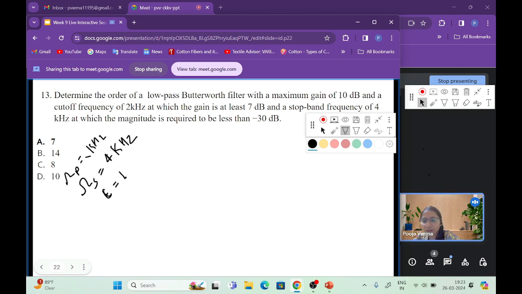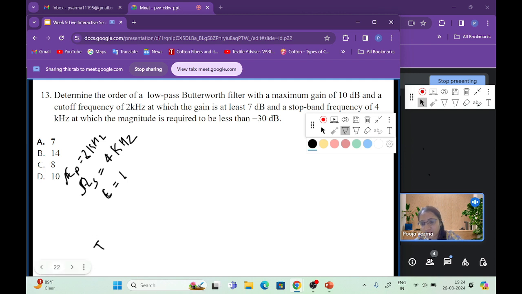You can take it as FP and FS also. But when you convert, the sampling frequency is not given, so you can take FP and FS and define them. If you convert it, or you can directly put them in the equation also.